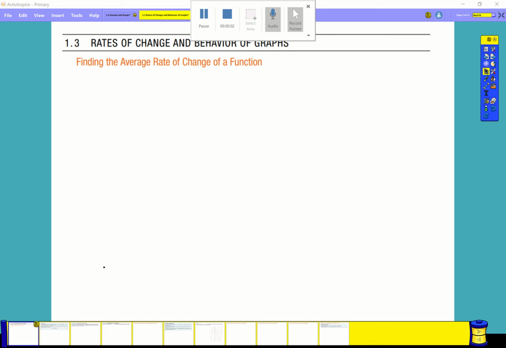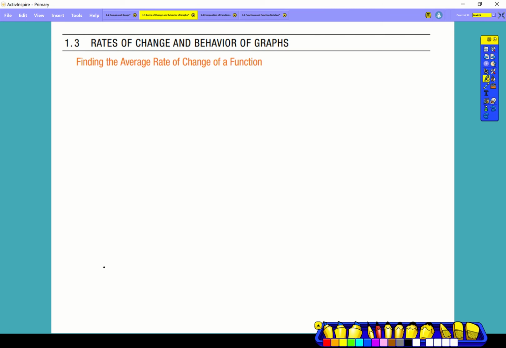Okay, welcome. This is video 3, or I guess 4, since the first one was 2 parts. This is Unit 1, Section 3, Rates of Change and Behavior of Graphs.